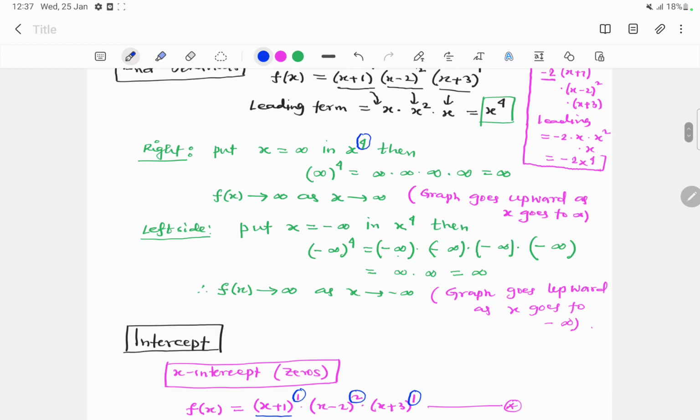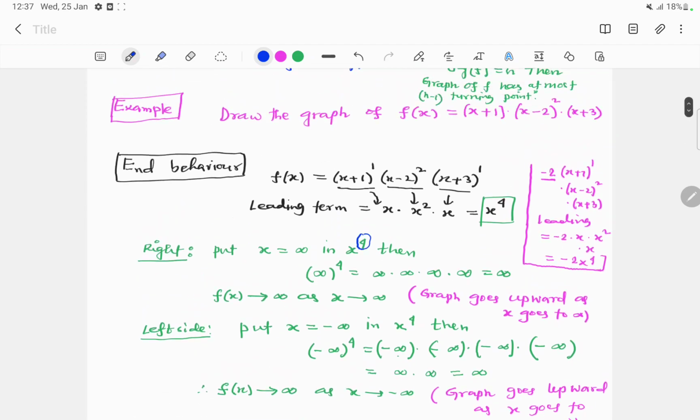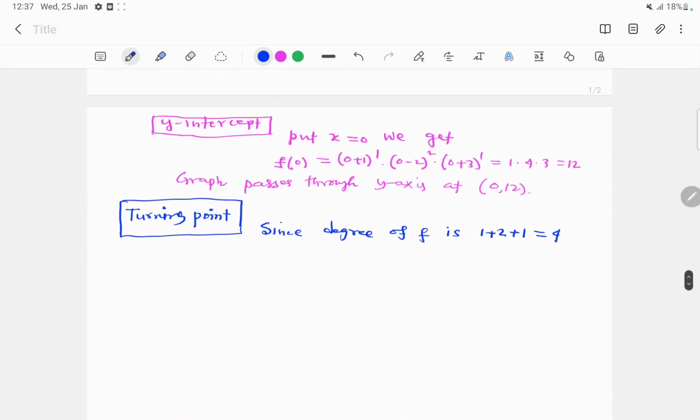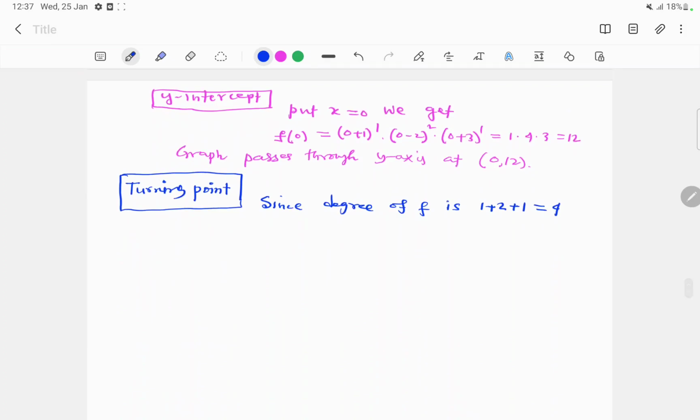So this one you can use because you already calculated the leading term. Here the leading term is this, so this power will be the degree of the polynomial. So this is the degree. So the graph has at most 4 minus 1 equals 3 turning points. That is very important. So there are at most 3 turning points, which means there are no more than 3 turning points. Sometimes we need this information when we draw the graph, to know how many bends it has.